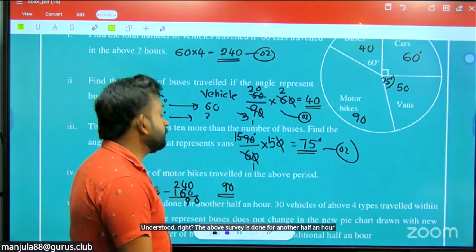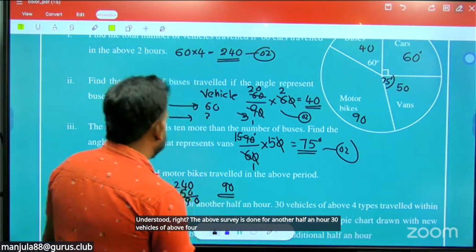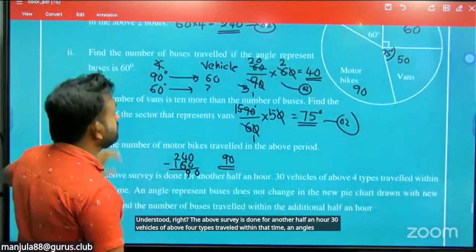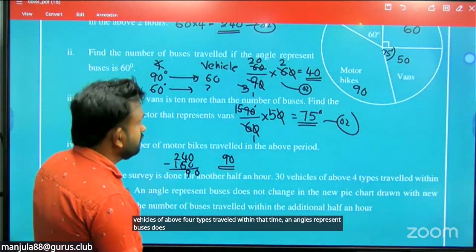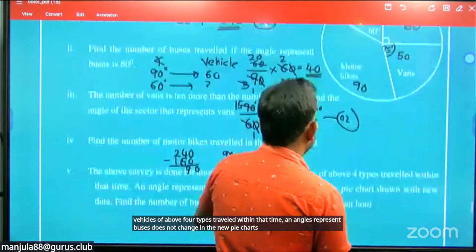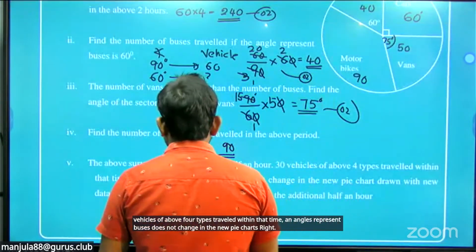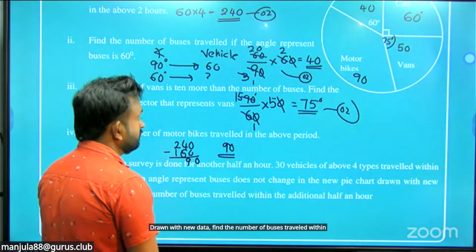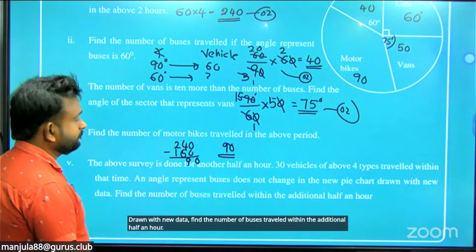The above survey is done for another half an hour. 30 vehicles of the above 4 types traveled within that time. The angle representing buses does not change in the new pie chart drawn with new data. Find the number of buses traveled within the additional half an hour, right? Okay.